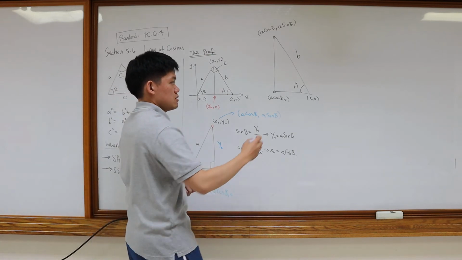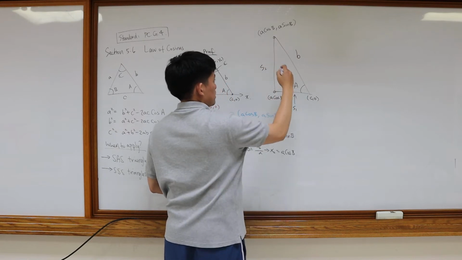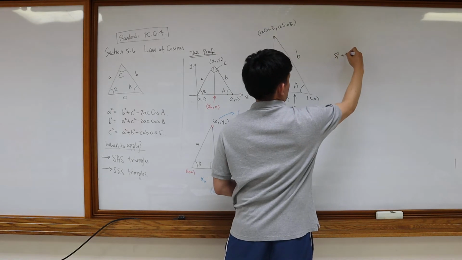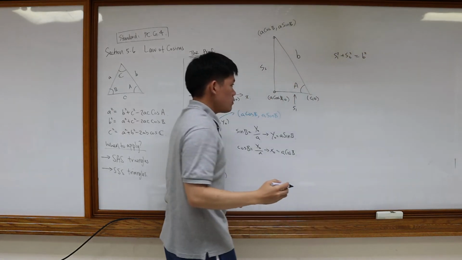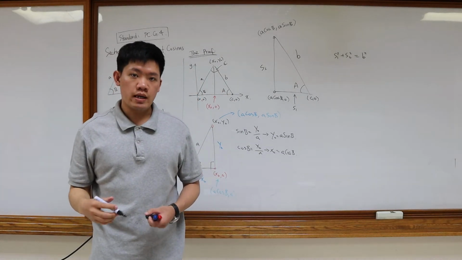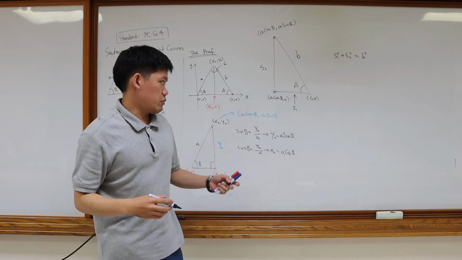Okay, since this is a right triangle, we can use the Pythagorean theorem. That means side 1, side 2, we can establish the identity that s1 squared plus s2 squared is equal to b squared. So in this case, we're going to figure out what our side 1 and side 2 are, square them, and add them together, and you should get b squared. But before we do that, we need to figure out what s1 is.